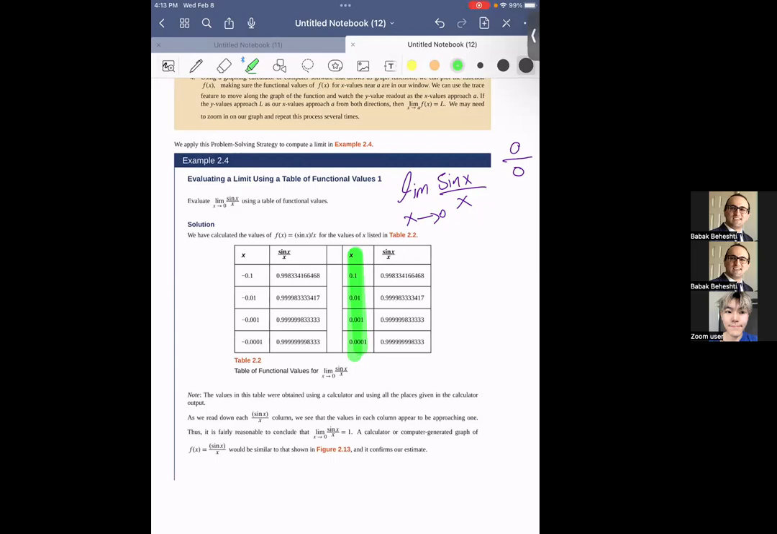Sine x over x. So for example, sine of 0.1 divided by 0.1. But when you use your calculators, you should be careful about what you use for angles. Is it radians or degrees? So use radians. When you use your calculator, use radians, not degrees.